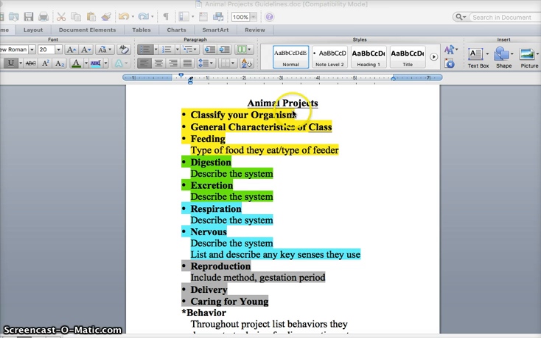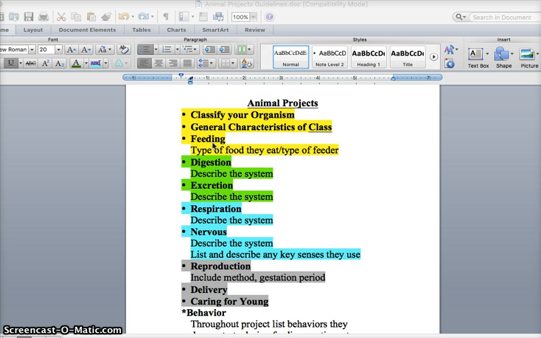You want to classify your organism, and obviously that's probably going to have some words in it, and I understand that. But overall, the project is all pictures and video. You want to focus on the general characteristics of the class. This is the bulk of what the project is about, an introduction to that class.